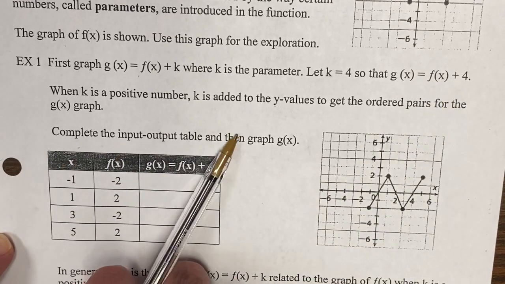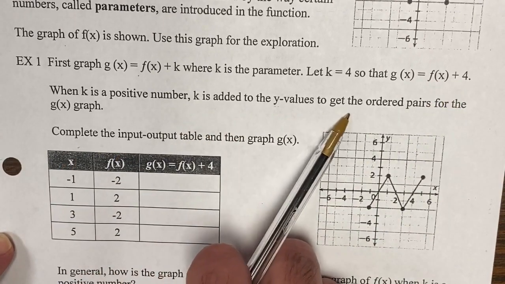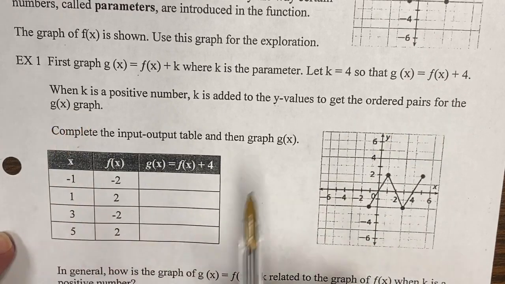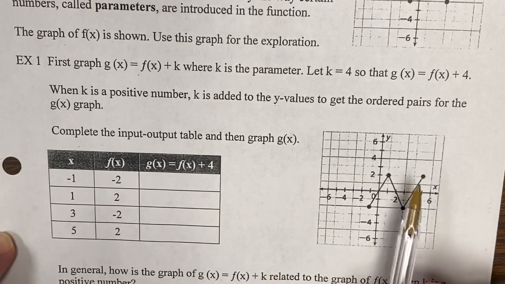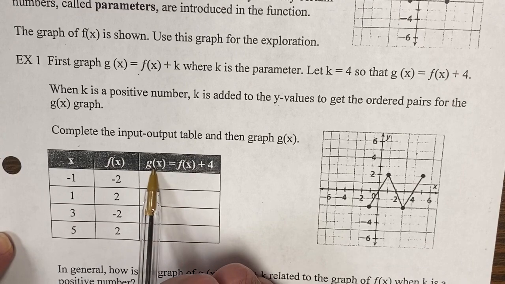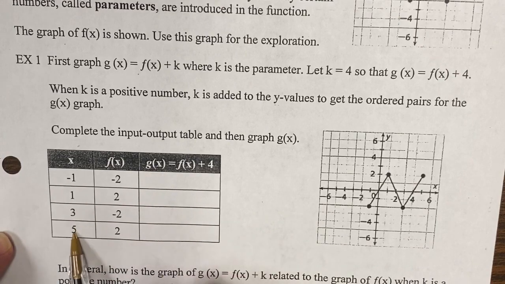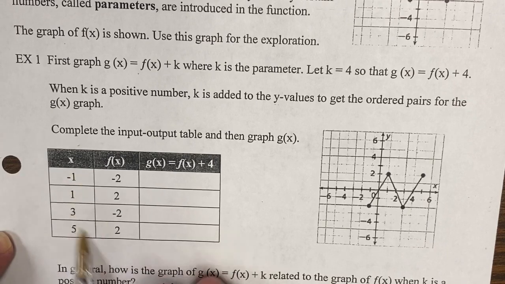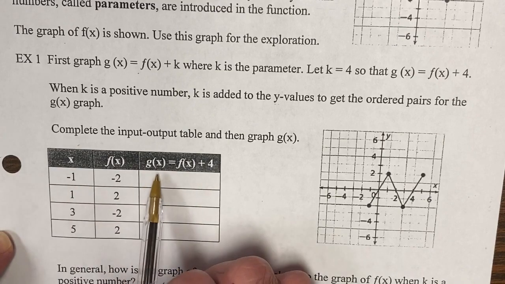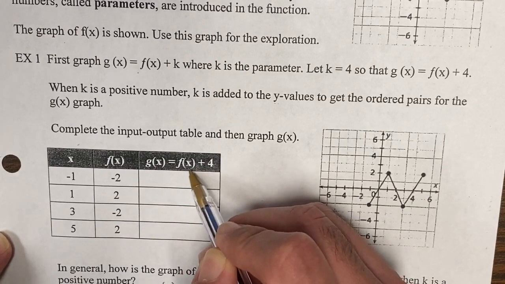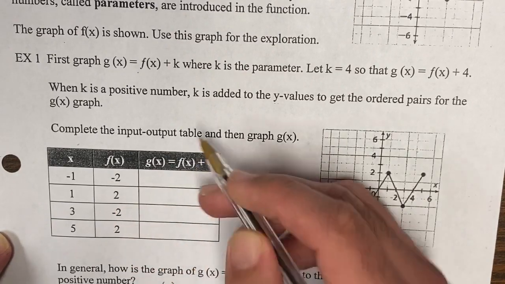This says when k is a positive number, k is added to the y values to get the ordered pairs for the g of x graph. So let's complete this table and then see how it compares to this graph. To get g of x, we're using the same set of values. Remember, the inputs are arbitrary. You could pick any input you wanted to. These are just the ones that happen to be there. It's the outputs that are going to change depending on the function. So g of x is just f of x, these values, plus 4.